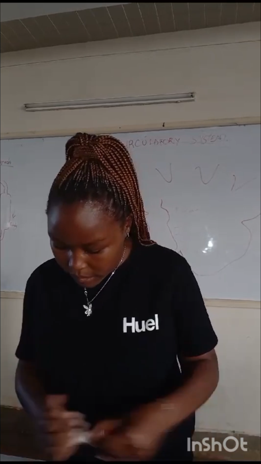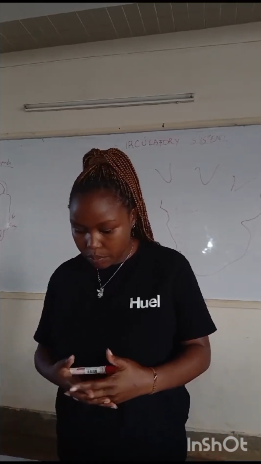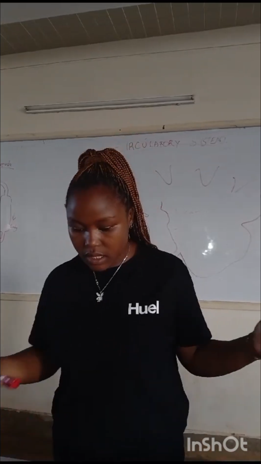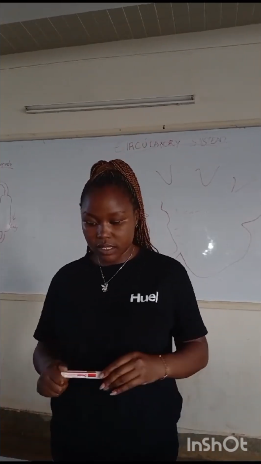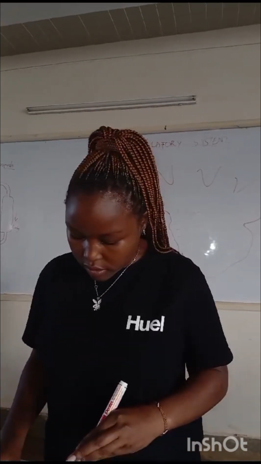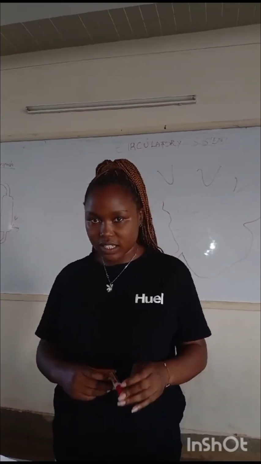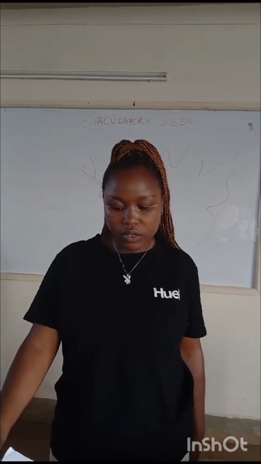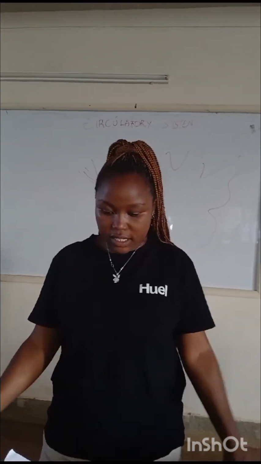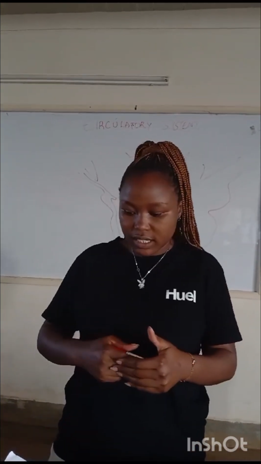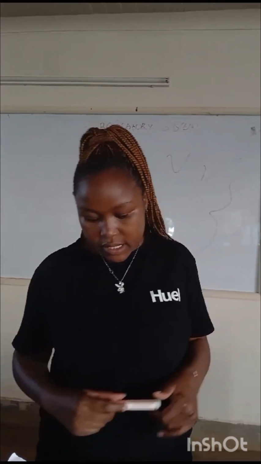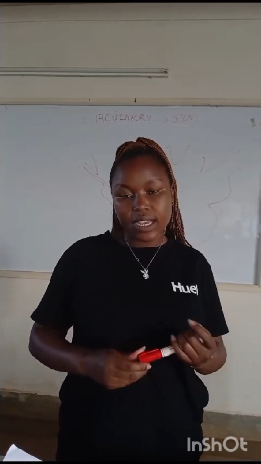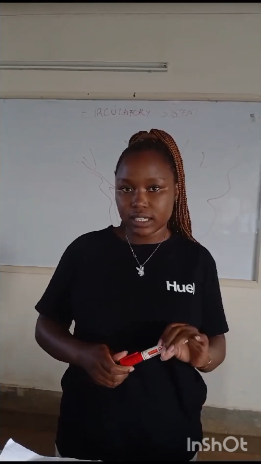Okay. Next, we are going to talk about the cardiovascular system. So let's talk about the cardiovascular system. The cardiovascular system is vital for maintaining homeostasis of the body, and it can be regulated by factors such as blood pressure, cardiac output, and peripheral resistance.